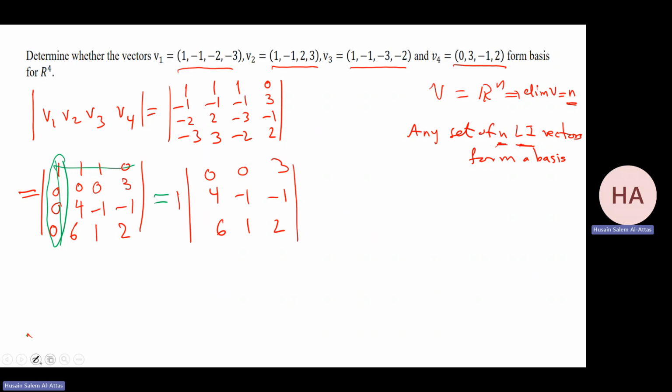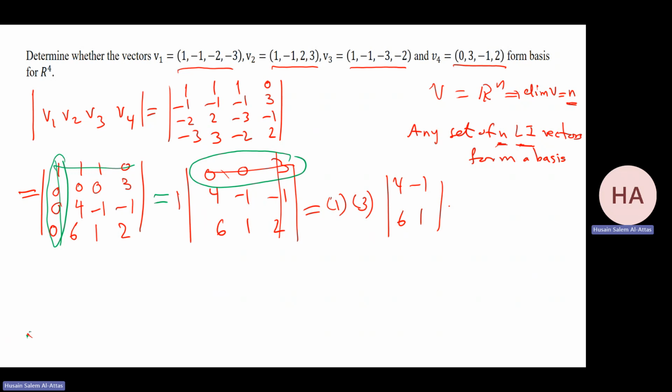Now I'll do the expansion with the first row. Okay. That gives me what? Plus, minus, plus, so it's 3 times the remaining, where I remove this row and column. That will be 4, minus 1, 6, 1. That gives me 1 times 3 times (4 plus 6). So the answer is 30.